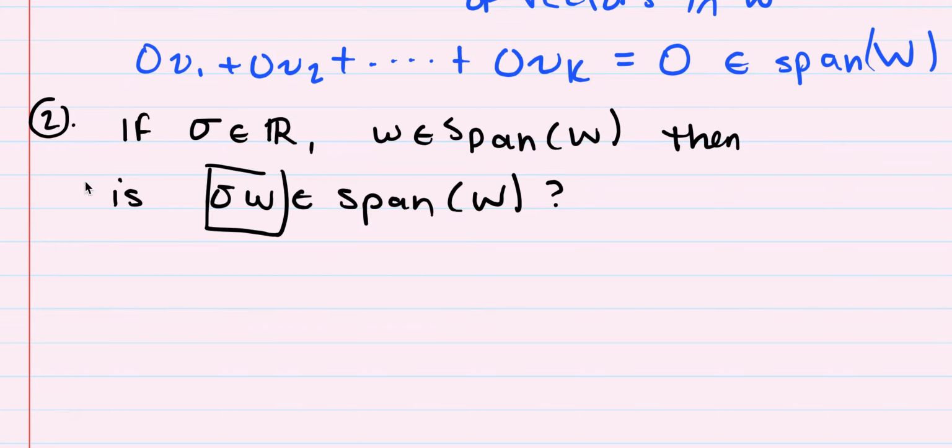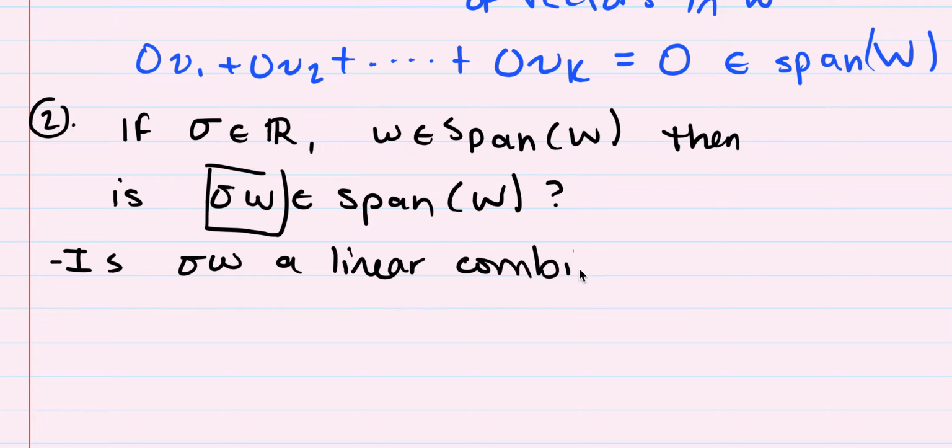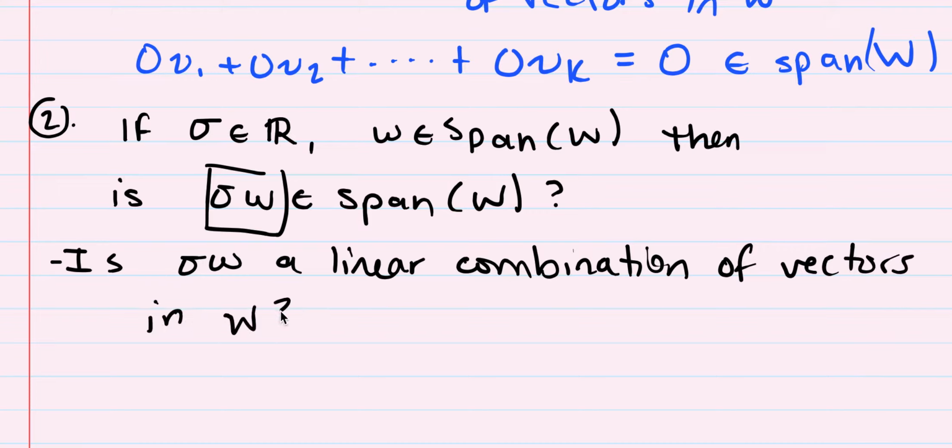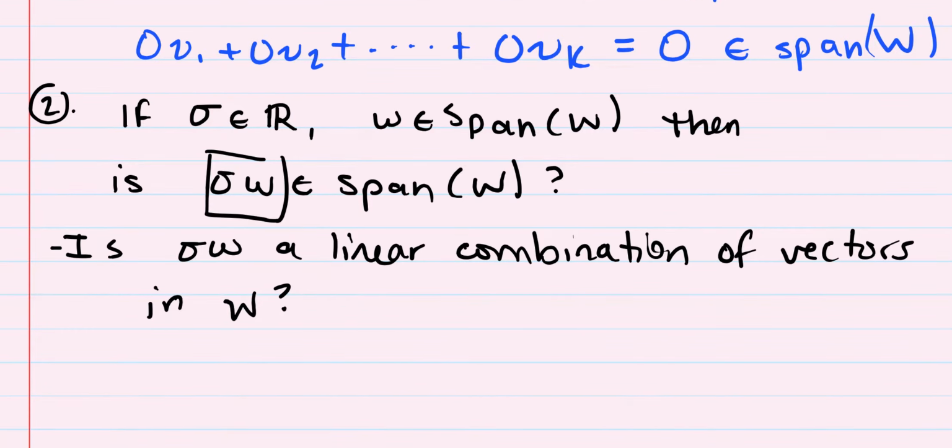So to answer this, is sigma w a linear combination of vectors in W? Well, let's see.